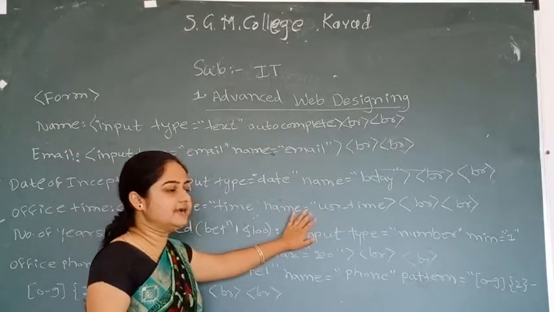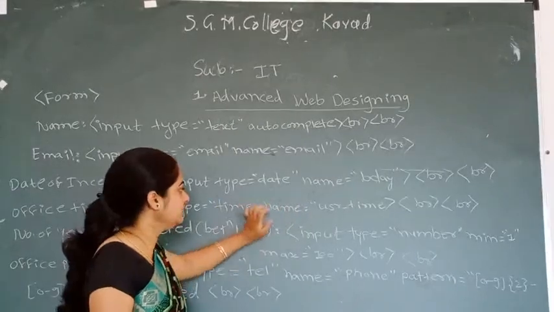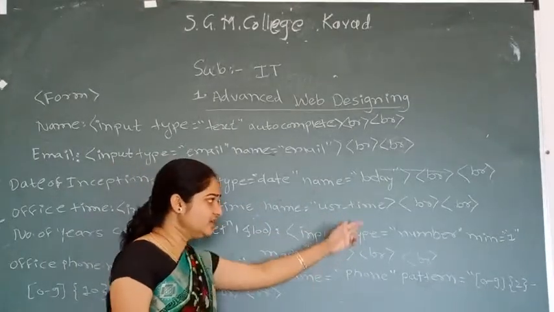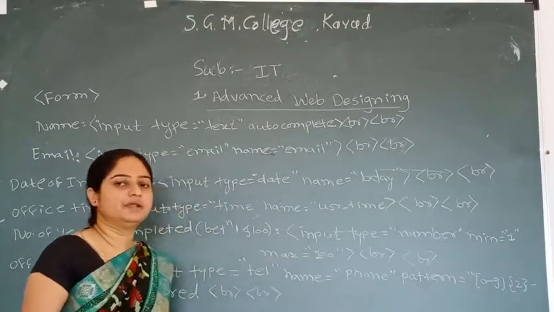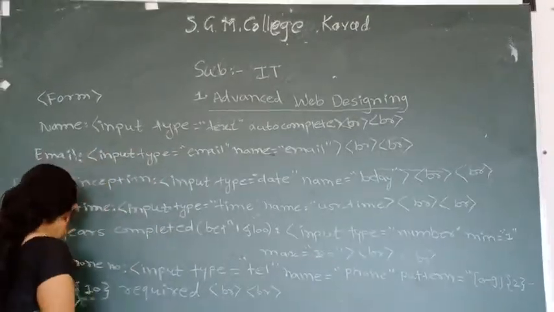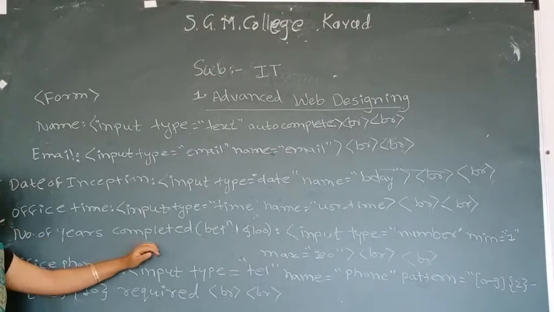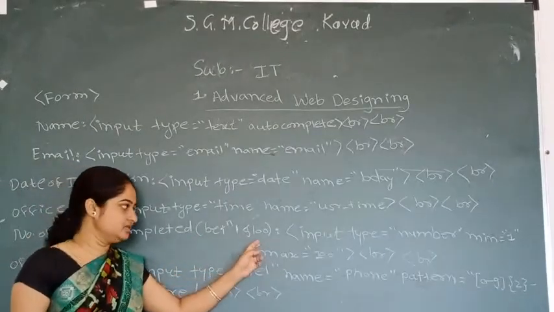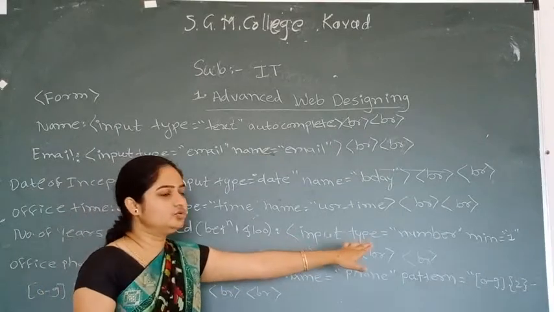The name is also an attribute of that tag. Name is equal to user tag. We have to use here break a line. Then we have to use number of years completed between 1 and 100. So input tag equal to number.